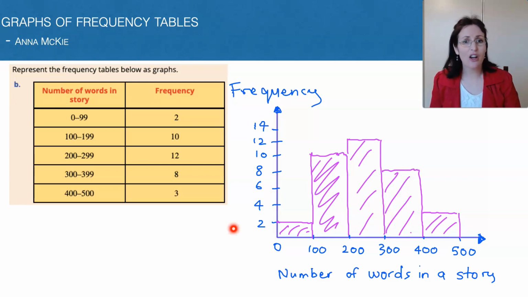And if you were asked, what is the most common number of words in a story, you'd find either the highest number or the tallest column and an answer is a sentence. You would say the most common number of words in a story is between 200 and 299 words. What's the least? Between 0 and 99 words in a story. So that's our video on graphs of frequency tables.